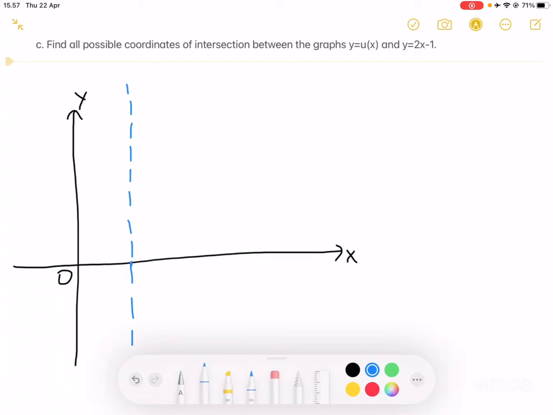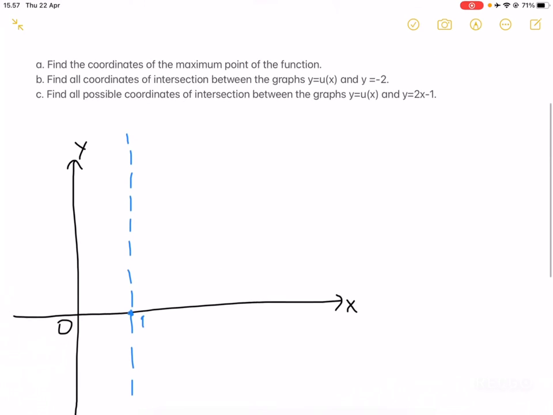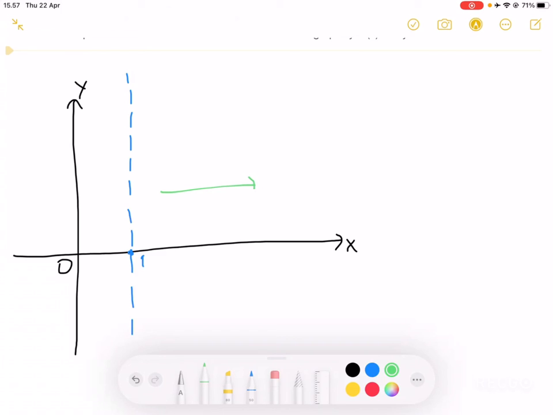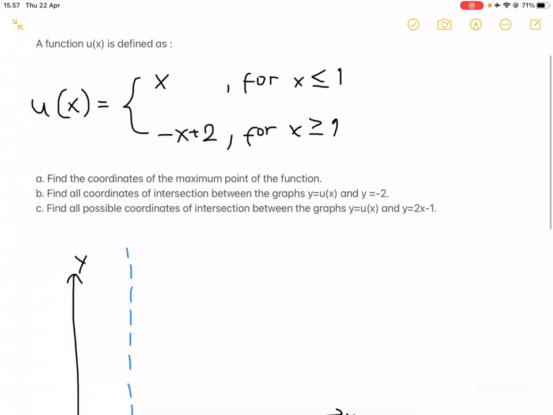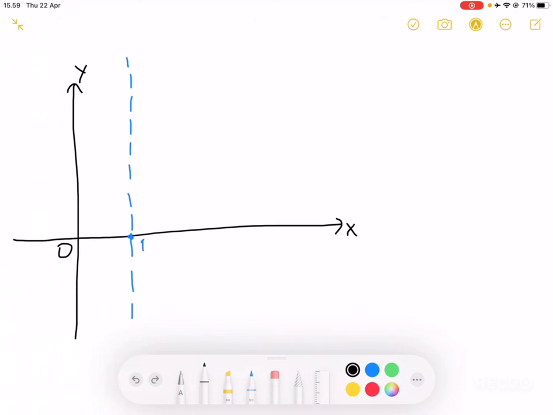So this is at x equals 1. For the left hand side, we can draw the first definition of u of x, and for the right hand side of this region, we can draw the second definition of u of x. For the first part, u of x equals x, well, that is at least pretty simple. We can just draw a diagonal-ish line right there. So it hits this point at 1, 1.